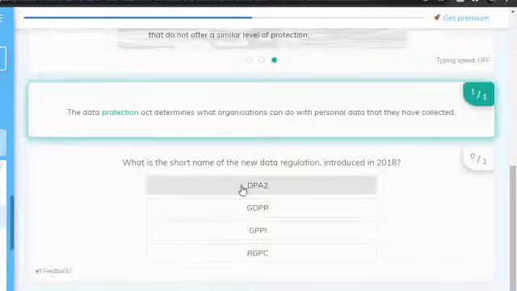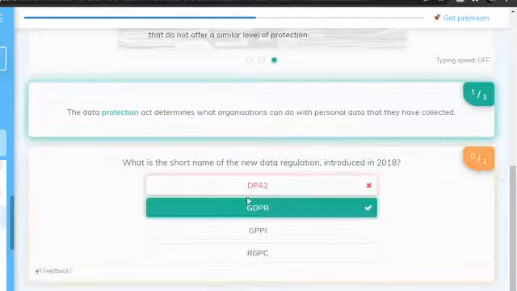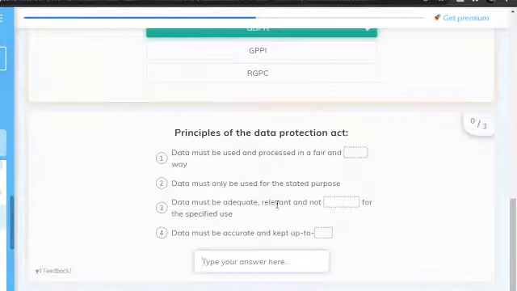So what's the short name? DPA. Oh, for God's sake. Why do we care? We don't need to know that.